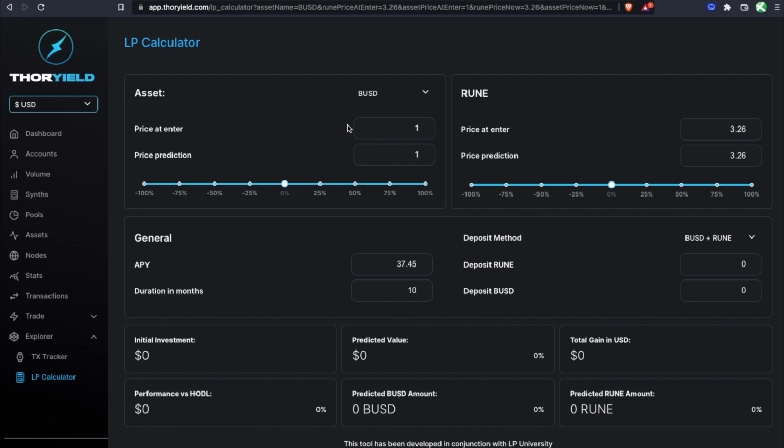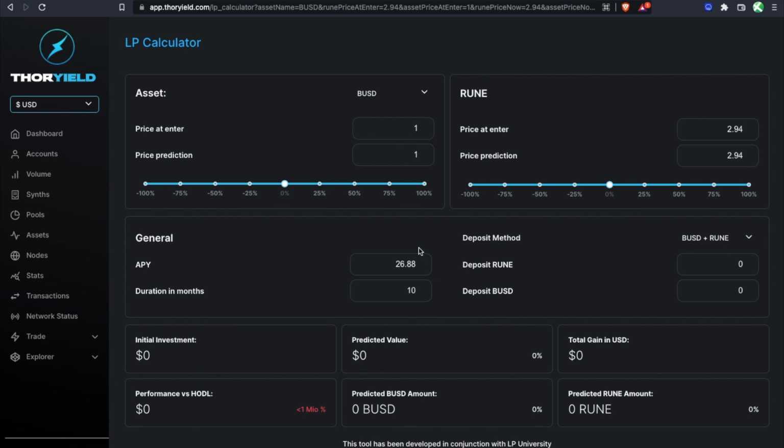So what this calculator does is allows you to put in exactly what you'd be adding of this asset and Rune, and then predict prices over time, what the APY is going to be over time, how long you're going to be in the pool, what exactly you deposited, and then see what that would have worked out to if your predictions end up playing out. So let's just run through some examples and you'll see how this works.